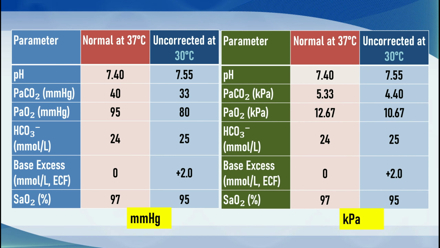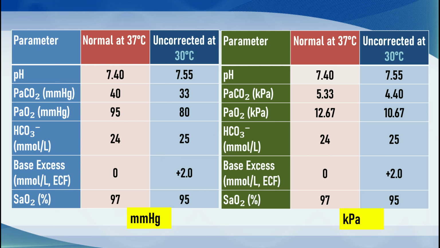And what you will immediately notice on this blood gas is that the pH has gone up. It's now 7.55. The PaCO2 has fallen to 4.40. The PaO2 has fallen because carbon dioxide and oxygen are more soluble in cold blood. The bicarbonate goes up a little bit and the patient looks like they have an alkalosis. There is a positive base excess.